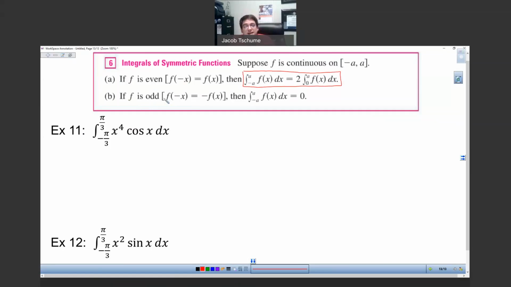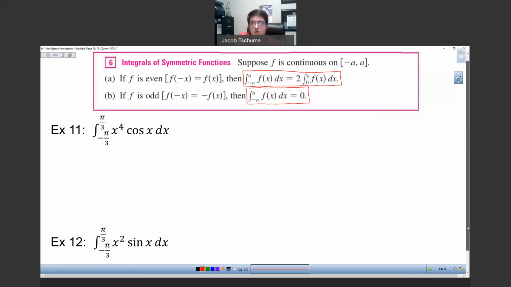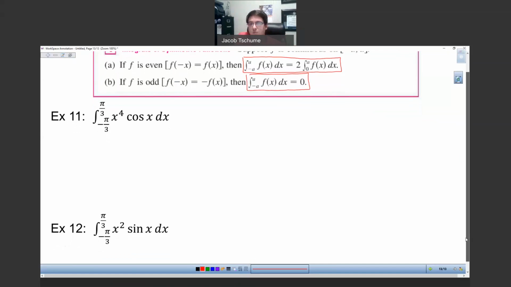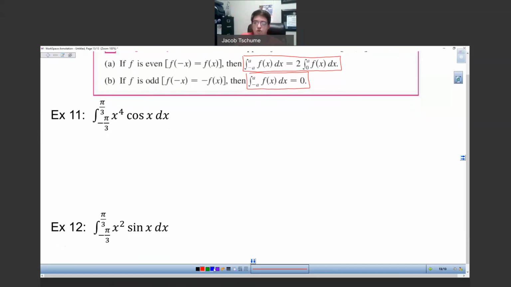Even better is that if f is an odd function, all you have to do is say that the integral from negative a to a is going to be 0, because both sides would end up canceling each other out. So let me show you a couple. We're not going to work these all the way out. We're just going to show you how they set up, because we'll use some of this in the next chapter.